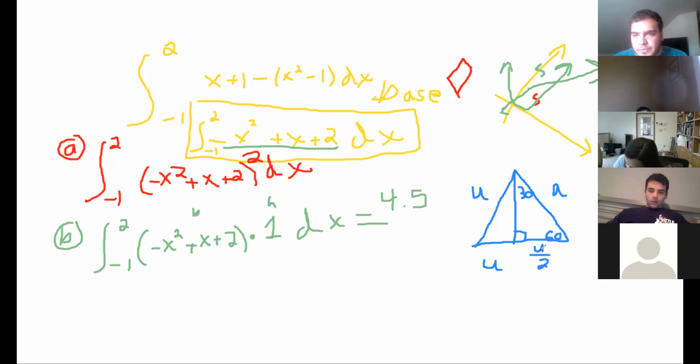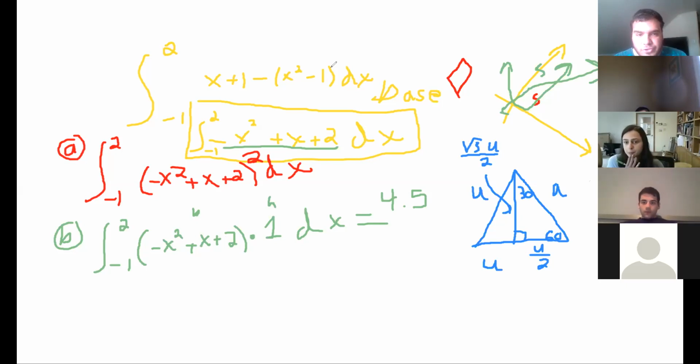If this is 30, which is u over 2, then this over here is going to be u over 2 times root 3. So this over here, or the height of your triangle, is going to be root 3 u over 2. The base of your whole triangle, though, don't forget, is not u over 2. It is just u. I'm sorry. So root 3 u over 2 is the height, and this is the base of u.